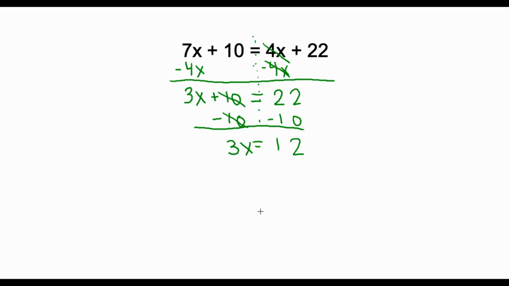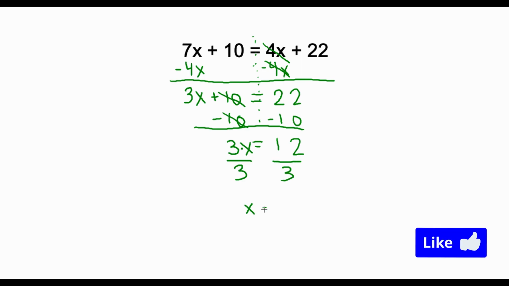Now the final goal is to figure out the x. Since the x has the coefficient of 3, and if you recall, coefficients and variables multiply, so we have to do the opposite operation. The inverse operation of multiplication is division. So you always want to divide by the coefficient of the variable you're solving for. So here we're going to divide by the 3 on both sides, leaving us with the final answer for the variable x equal to 4.